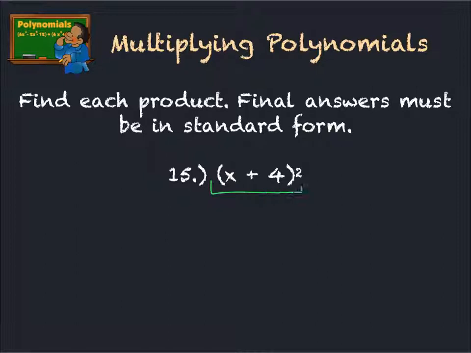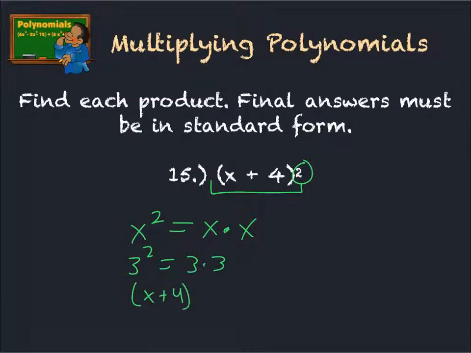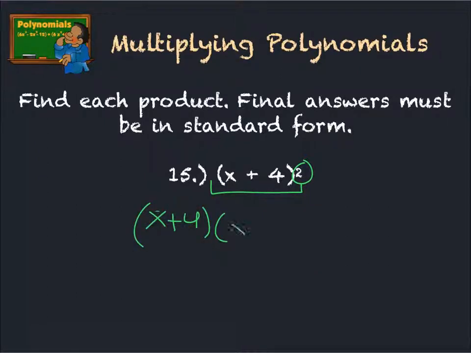So what about if you get something that looks like this? Well, x plus 4 squared, just remember what that means. That's repeated multiplication. So for example, if we had x squared, that just means x times x. If we had 3 squared, that just means 3 times 3. If we have x plus 4 squared, that just means x plus 4 times x plus 4. That's all that means.